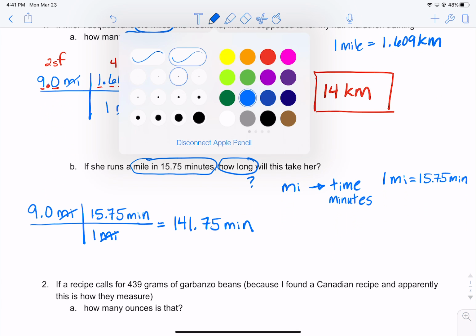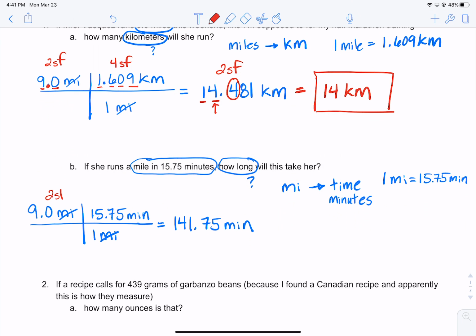And remember our sig figs. 2 sig figs here. We've got 1, 2, 3, 4 sig figs here. Therefore, we have to round our answer to 2 sig figs. So that means we have to round to this place. So we look at that 1. Remember, we don't round it to 14. We round it to 140. And since that's ambiguous, we can just put a little line under the 4. And then we have our units. 140 minutes. Whew, that's over 2 hours of running.